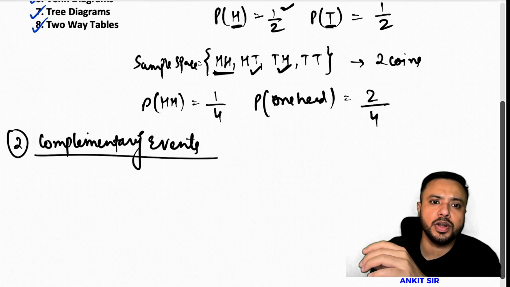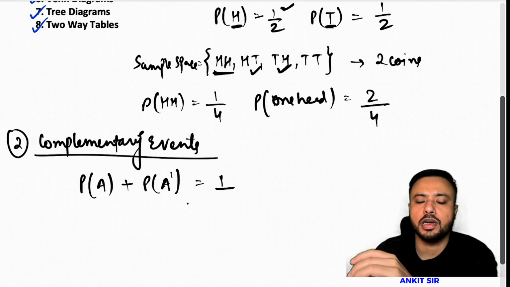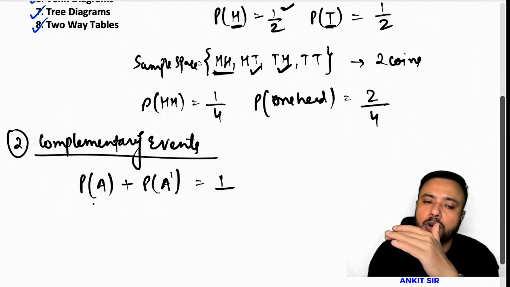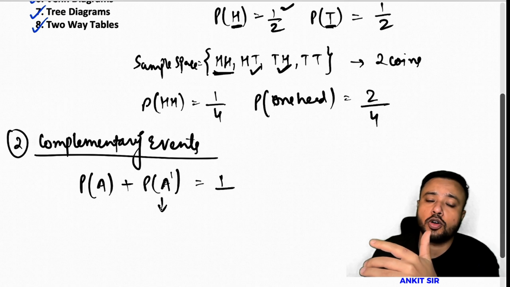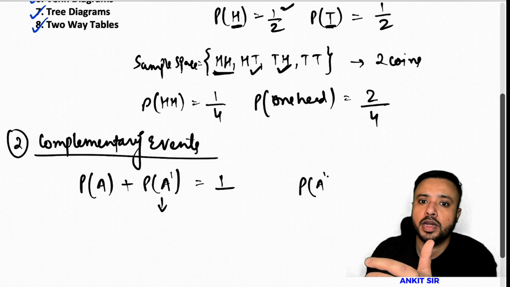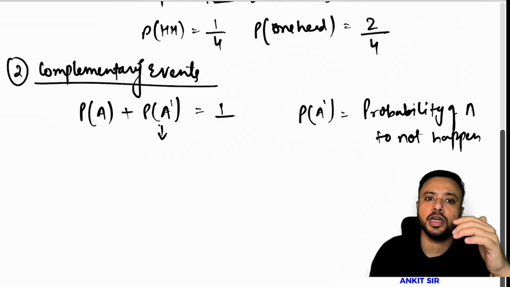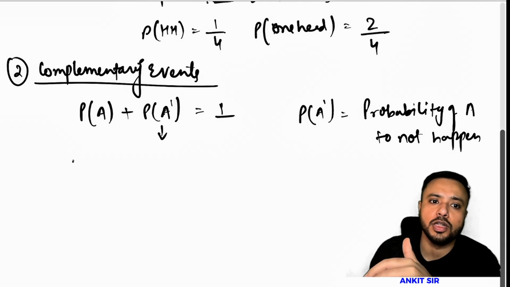So next is complementary events. If I have to explain, the probability of A and the complement of A, when you add them, you're always going to get the answer as 1. Probability of A means the probability of A to happen. And complement of A is the probability of A to not happen. So P of A dash means the probability of A to not happen. When you add the probability of any event happening and not happening, you should always get the answer as 1. So from here I can say that P of A complement is going to be 1 minus P of A.